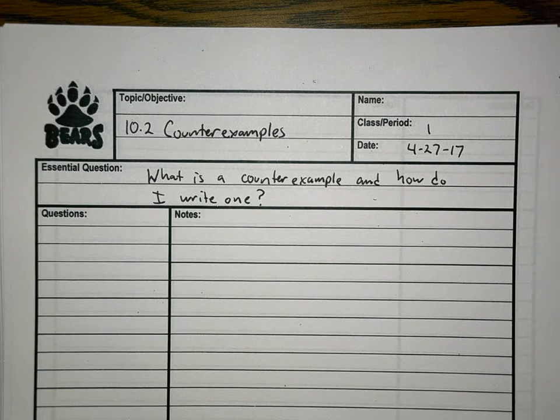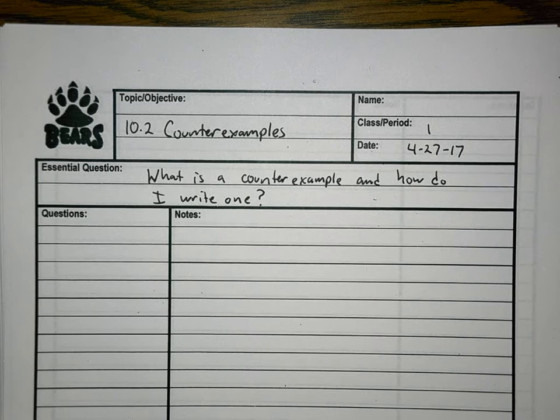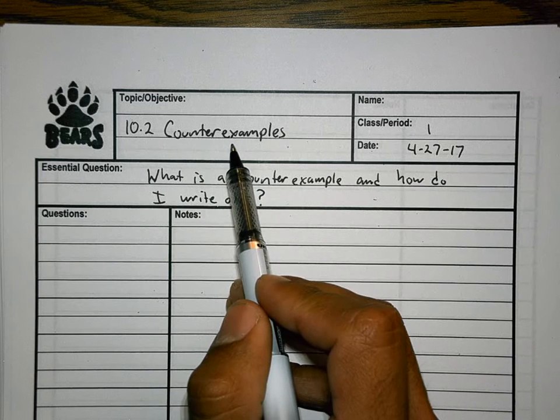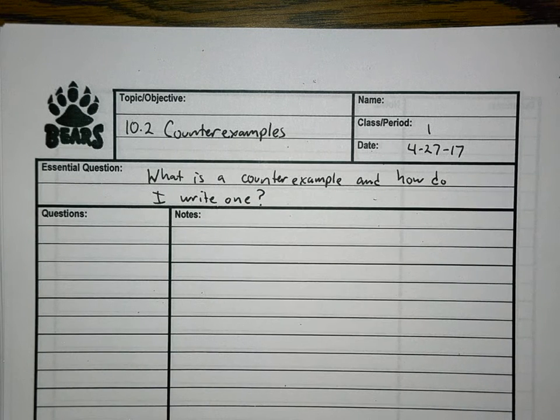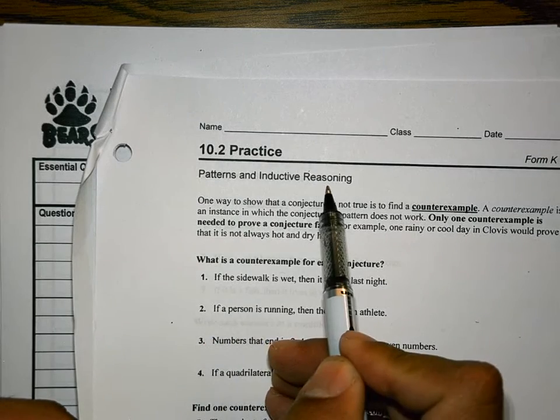We're going to start our notes on 10.2, and 10.2 is on counterexamples. If you were to go to your book and actually read, there are a whole lot of ideas being taught in 10.2, but we're not going to focus on a lot of them. What I'm going to do is narrow it down, and we're only going to focus on one idea, and the one idea that I want you to focus on is called counterexamples. The name of 10.2 is Patterns in Inductive Reasoning.